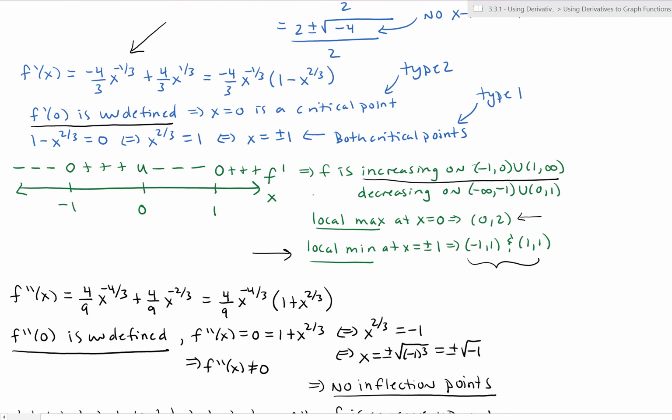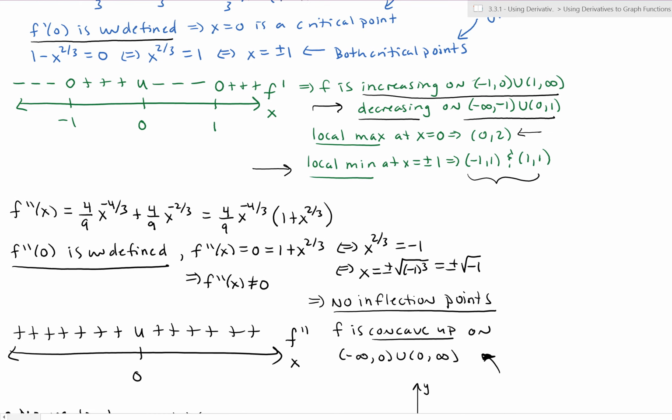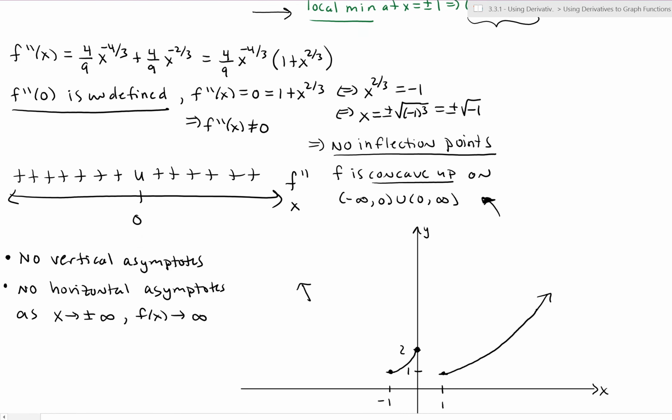For the decreasing, right there, we're decreasing from negative infinity to negative 1 and also 0 to 1. So I've got to be concave up everywhere. From negative infinity to negative 1 gives us a picture that looks something like so. And then also from 0 to 1, concave up decreasing, something like so. And as you can see, we have now plotted our function here. This is the graph of our function f(x) = 2 - 2x^(2/3) + x^(4/3).